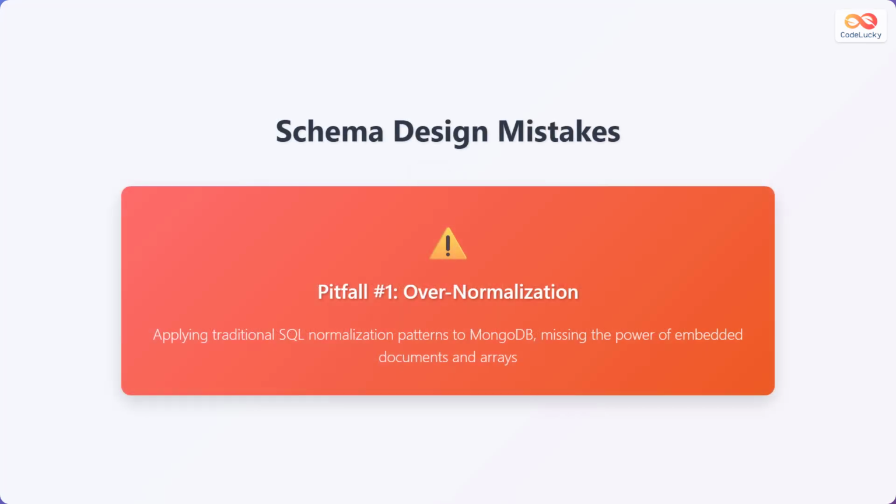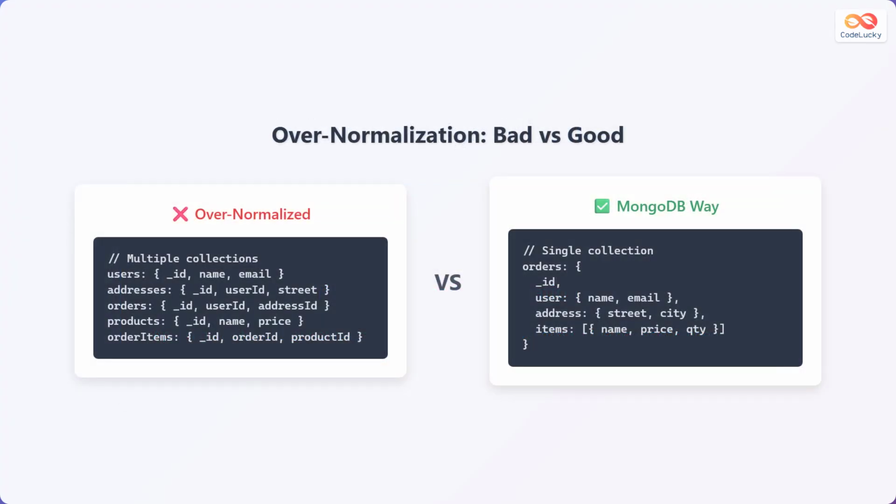One of the most common pitfalls in MongoDB is related to schema design. In this section, we will explore the mistakes related to schema design. One of the mistakes is over-normalization. A common mistake is applying traditional SQL normalization patterns to MongoDB, missing the power of embedded documents and arrays.